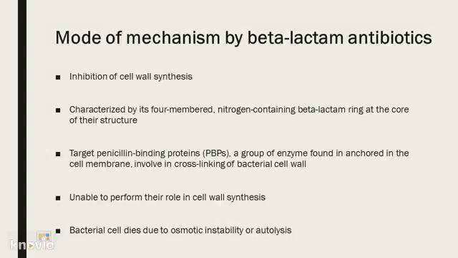Now I'm going to talk about the mode of mechanism of beta-lactam antibiotics, which leads to inhibition of cell wall synthesis. This particular group is characterized by its four-membered nitrogen-containing beta-lactam ring at the core of their structure. Beta-lactams target penicillin-binding proteins, a group of enzymes found in the cell membrane involved in the cross-linkage of the bacterial cell wall, hence the bacteria are unable to form a cell wall and will die.